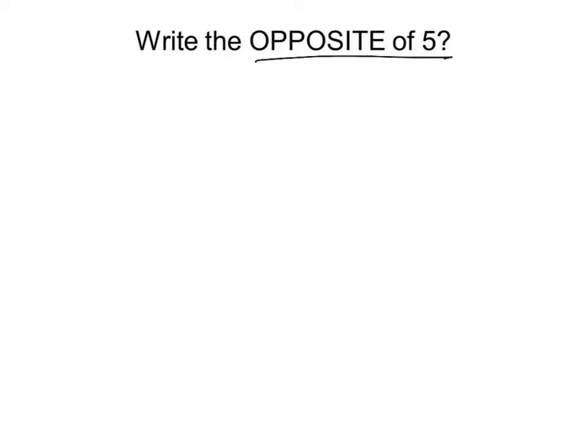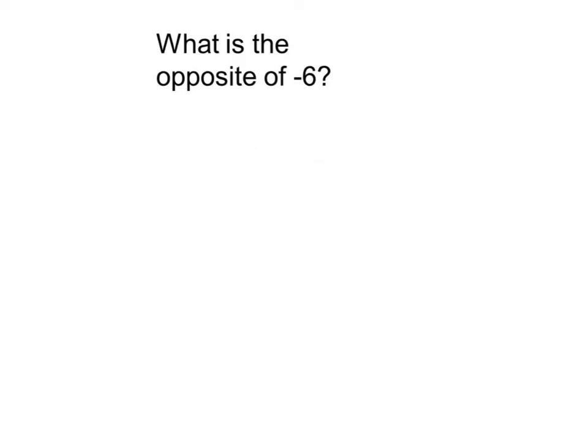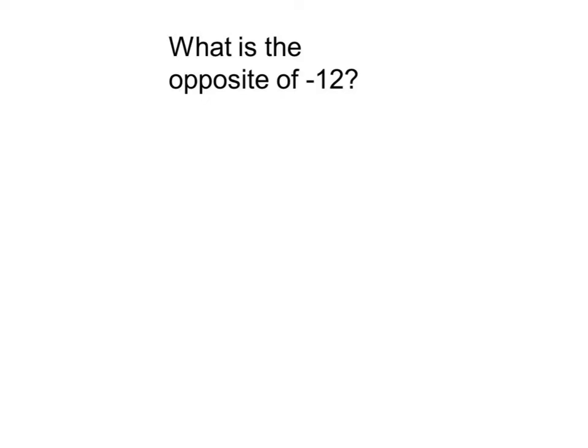All right, the opposite of 5 is negative 5. Opposite of 7 is what? Negative 7. Opposite of negative 6 is what? Okay, so opposites are the same distance from 0. So that's 1, 2, 3, 4, 5, 6. So that would be positive 6. That was an accident. Positive 6. Opposite of negative 12. Hopefully you all said positive 12.